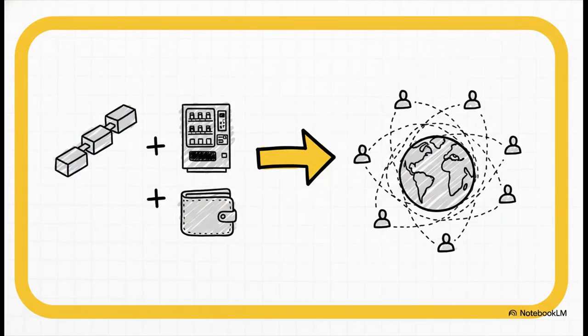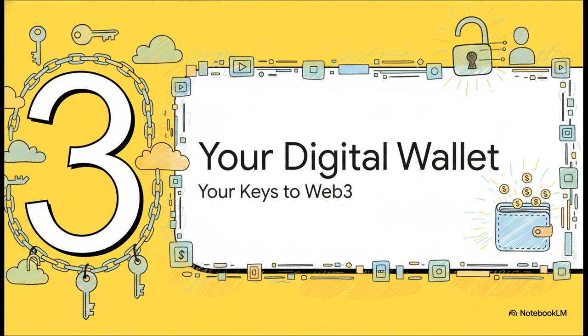So let's put it all together. You've got the blockchain, which is the super secure shared database. You've got smart contracts, which are these automatic, trustless agreements, and you have wallets, which is how we, the users, access it all. Those three things together are the foundation of Web3. And that's the perfect lead-in to our next part.